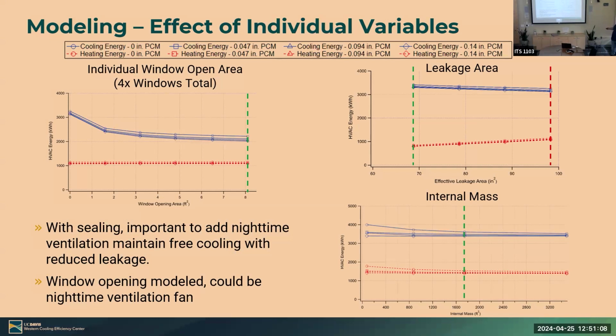Going on to ventilation, this is a bit hard to explain, but ventilation is measured and varied by total window open area for this specific case. As you can see, increasing ventilation drastically decreases the amount of cooling energy needed. But we're able to keep the amount of heat needed constant just because we had essentially a mock controller that only opened the window when it was advantageous.